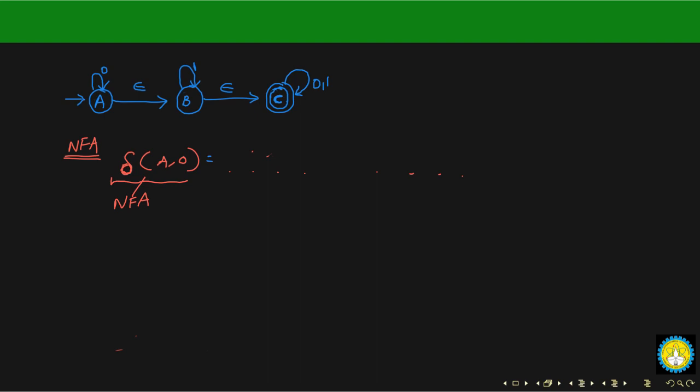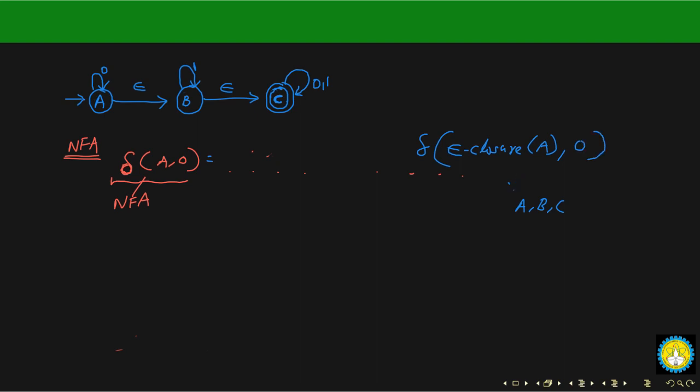So what we are actually going to find initially is the epsilon closure of A. Remember, when you find the epsilon closure of A, you may get different states as the answer, for example A, B, and C. The first thing is that you need to find the epsilon closure of A, and then apply the transition function on all the states in the epsilon closure of A with 0. So this is what we are going to do now.